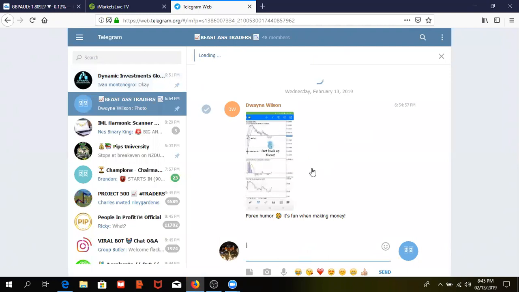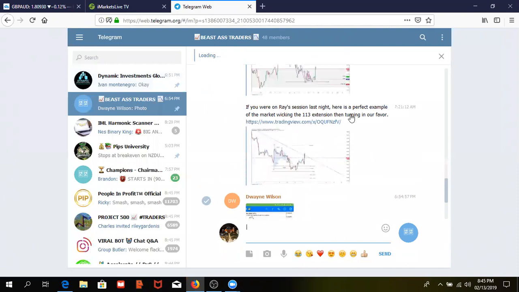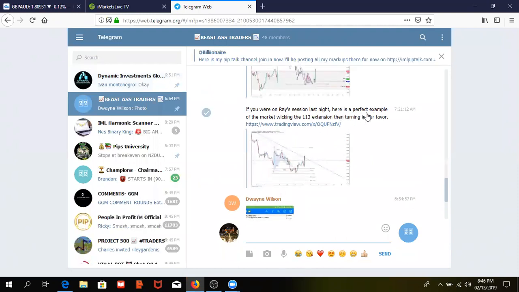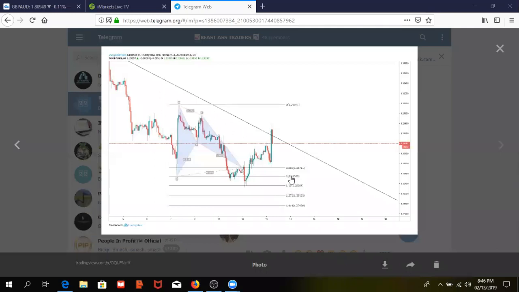Honestly, everybody that's in this group chat that's rocking with me is marking up charts and posting setups in the markets that I see. So for example, if you're on the session last night, here's a perfect example of the market with the 113 extension and turning in our favor. Dwayne went over this setup that I kind of went over, teaching about the 113, how this is our textbook stop loss right here.